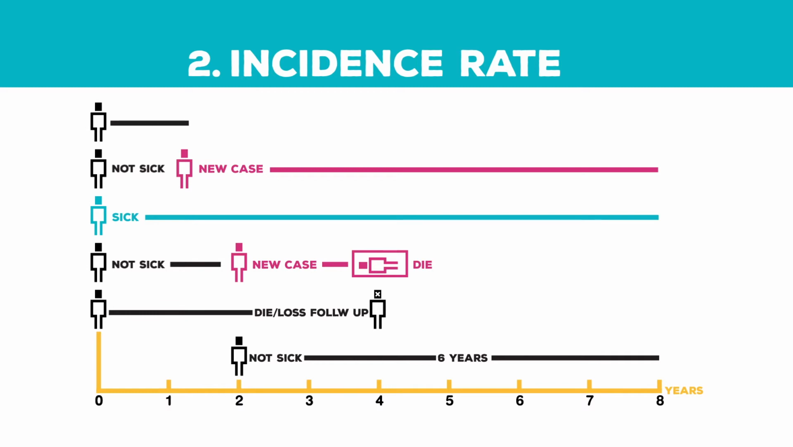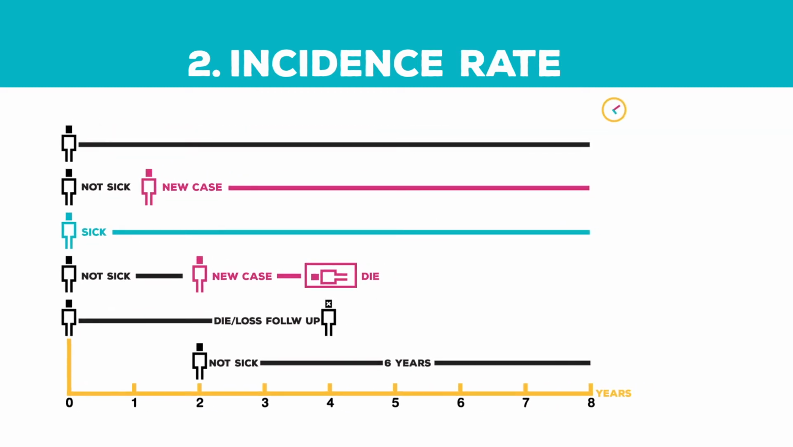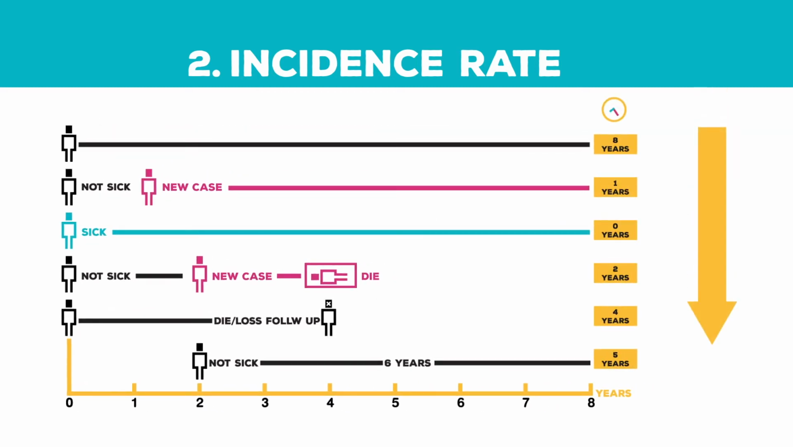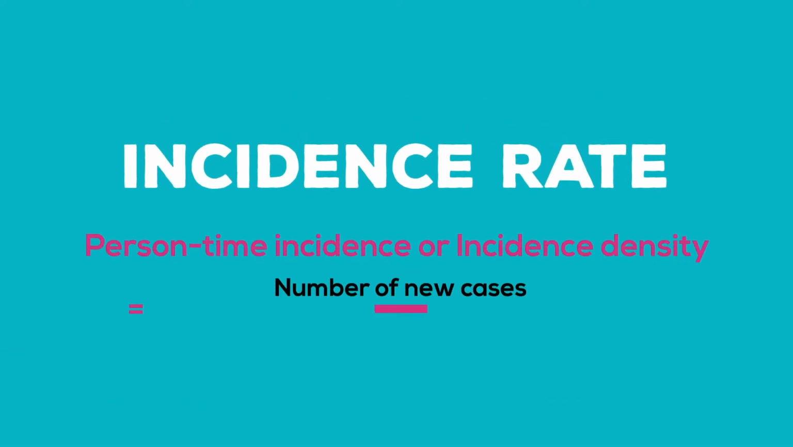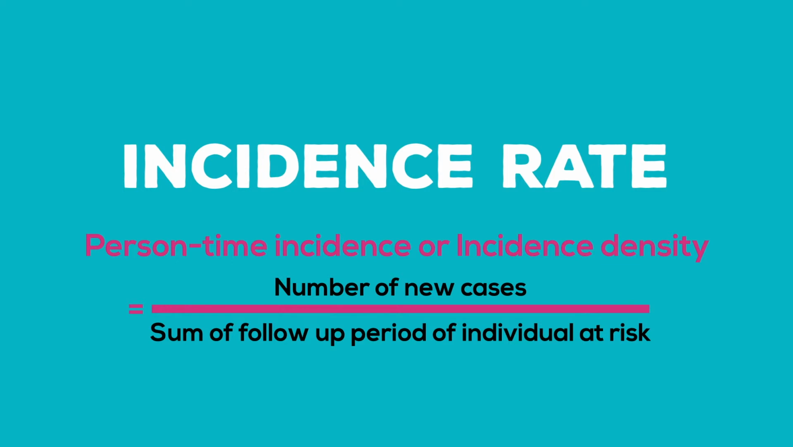The denominator consists of the sum of the units of time that each individual was at risk and was observed. Incidence rate, also called person-time incidence or incidence density, is number of new cases or new events divided by the sum of follow-up period of individuals at risk.